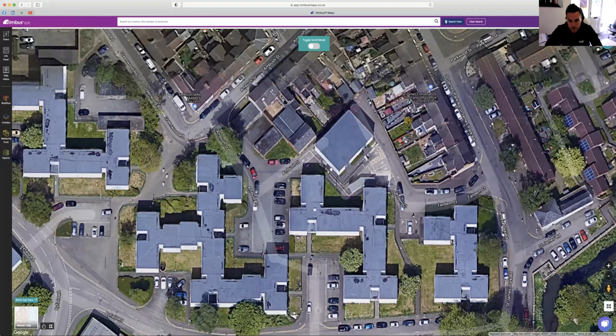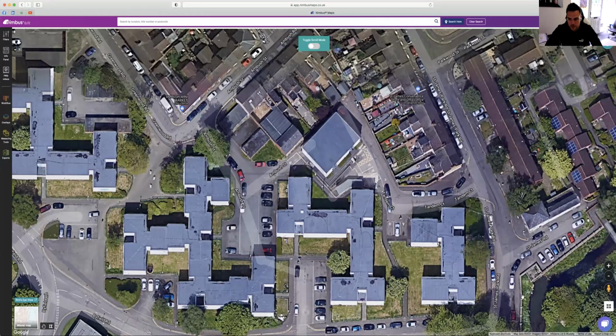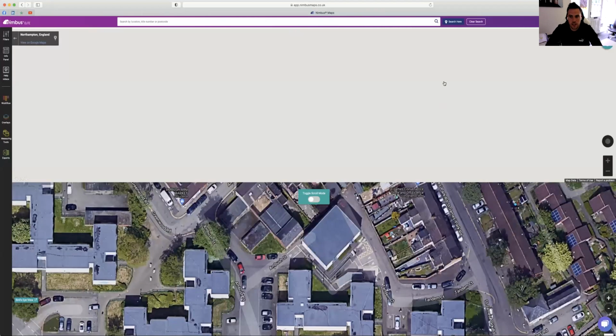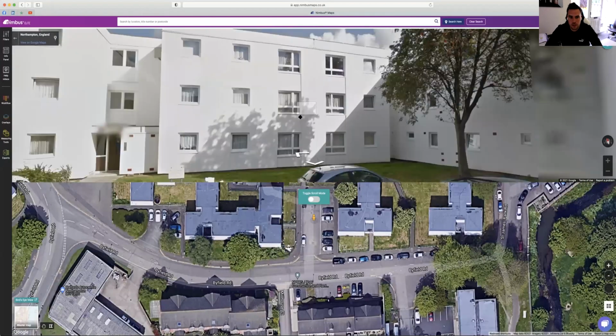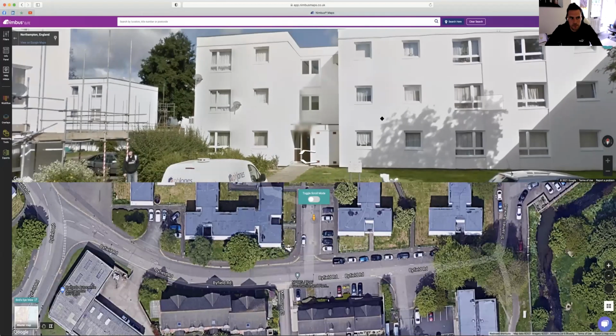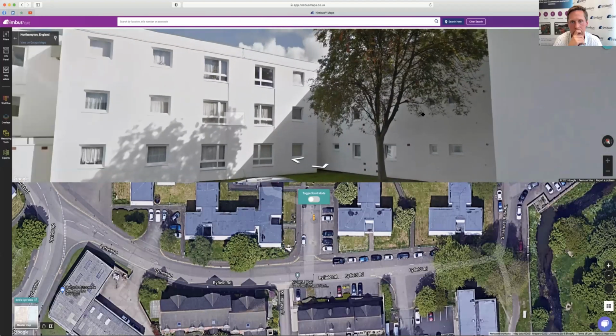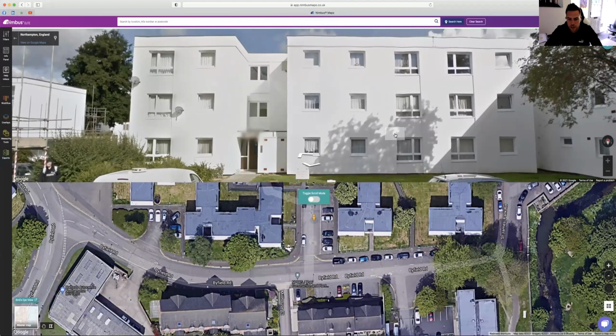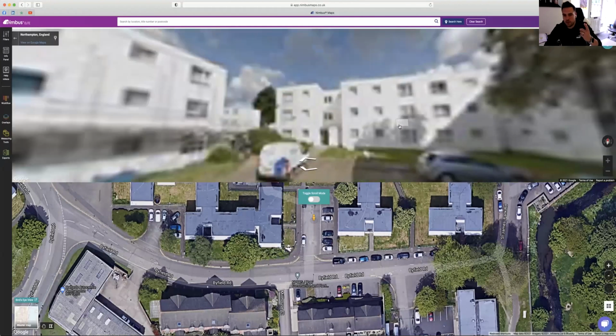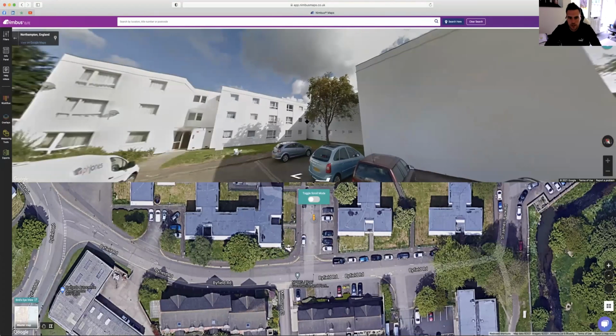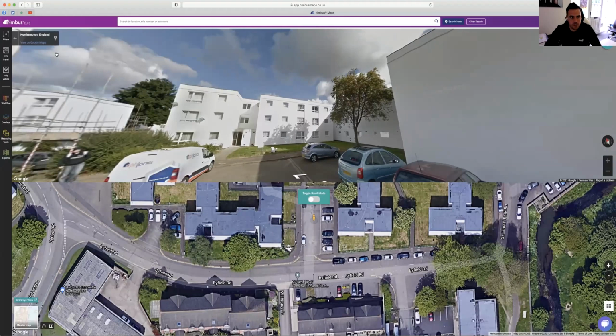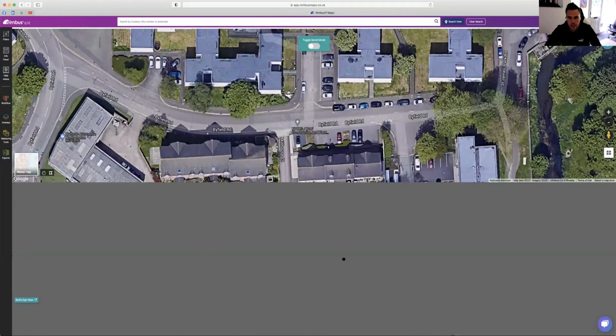So if you look at this building next to it, if I just drop the man on the ground down here, you can see a 3-story purpose-built block of flats. And that is pre-1989 construction, so it ticks that box as well. It's not listed, nothing like that. So if I just back out of here, just a manual check.